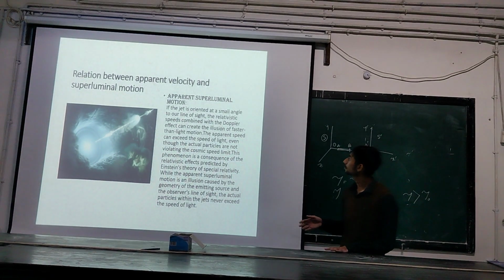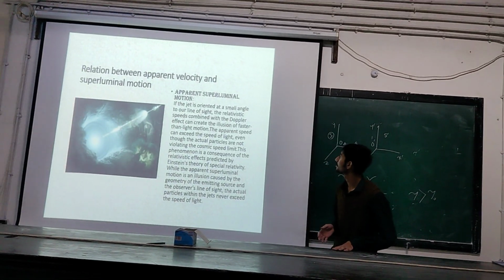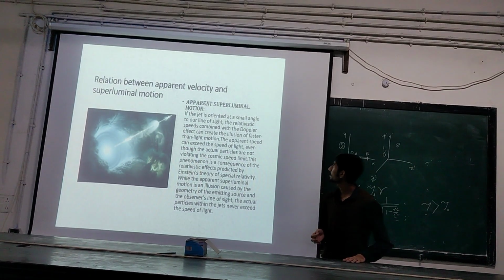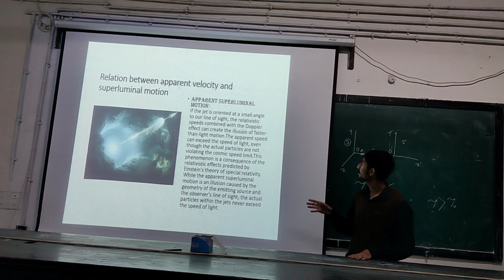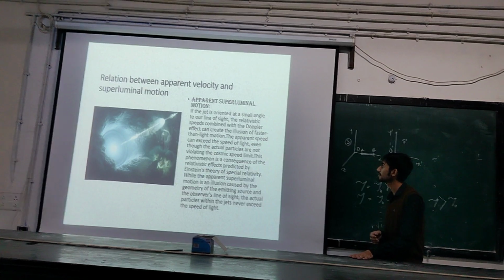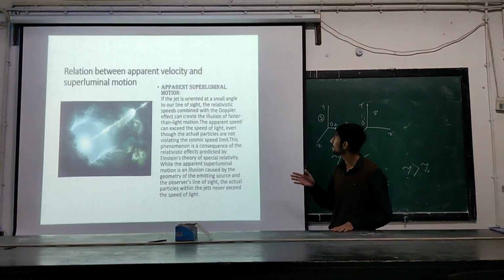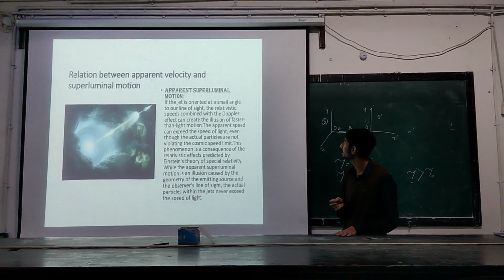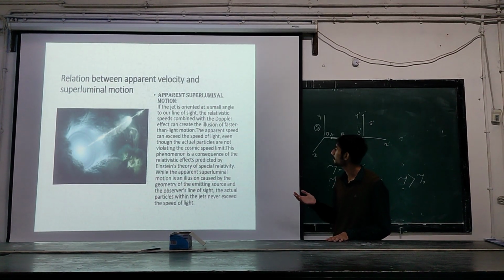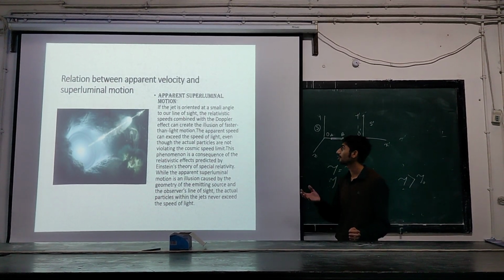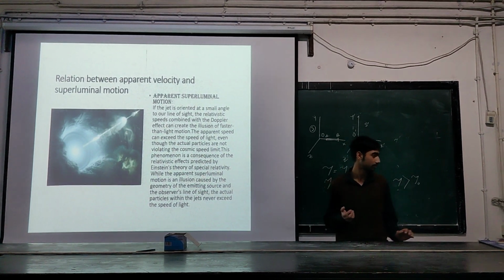Relation between superluminal motion and apparent velocity: if a jet is oriented at a small angle to our line of sight, the relativistic speed combined with the Doppler effect can create the illusion of faster-than-light motion. The apparent speed can exceed the speed of light, which is called superluminal motion.